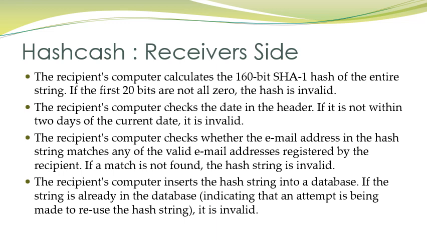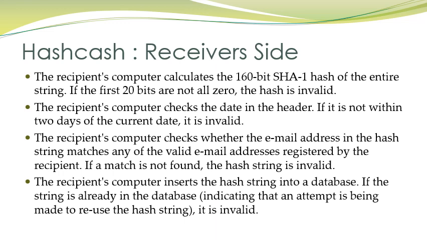So the recipient's computer checks the date of the header. If it is not within 2 days of the current date, then that email is invalid. The recipient's computer checks whether the email address in the hash cache string matches any of the valid email addresses registered by the recipient. So the receiver will check whether the sender's address is there in the address book or not. If a match is not found, then the hash string is invalid.